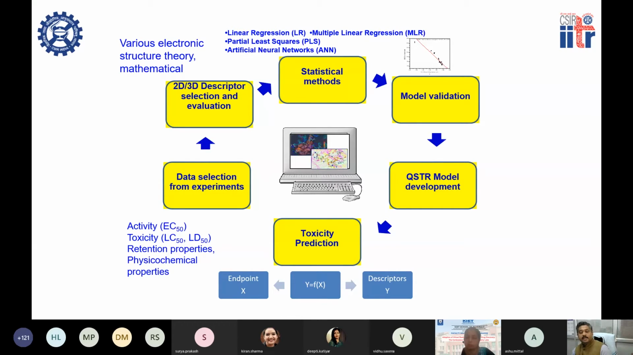For example, we are developing a QSAR quantitative structure toxicity model. This is how we develop toxicity models for a series of compounds. Once I have the model, we start predicting for new compounds. So that's the advantage of this robust QSAR based modeling.